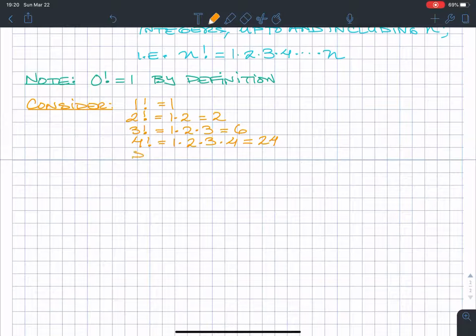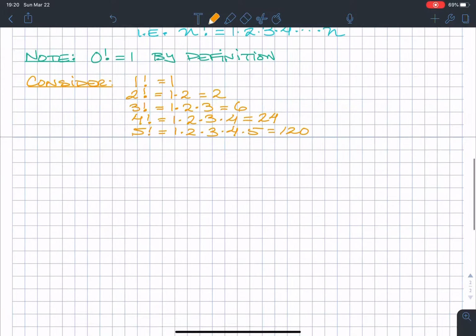5 factorial will be 1 times 2 times 3 times 4 times 5. So 1 times 2 times 3 is 6, times 4 is 24, times 5 is 120, right? And I can use my calculator to make sure.